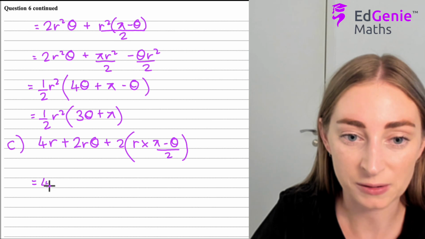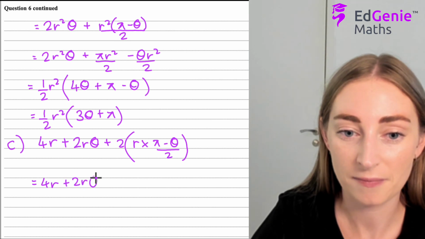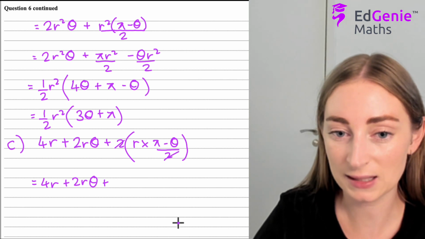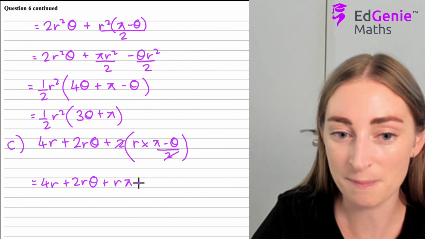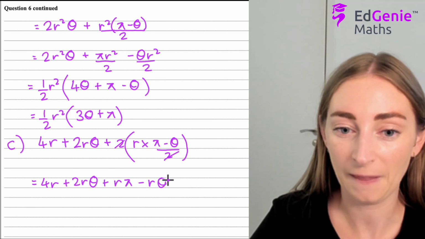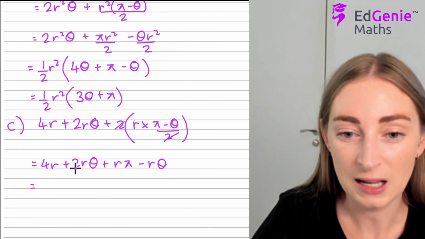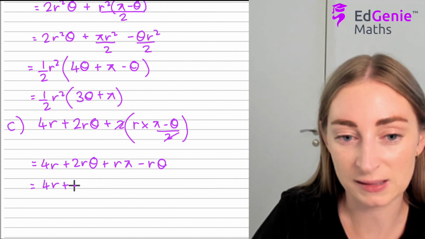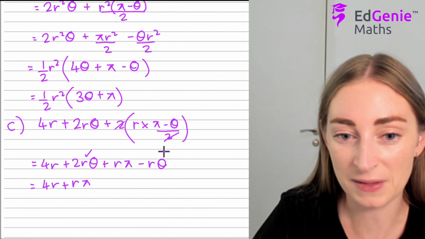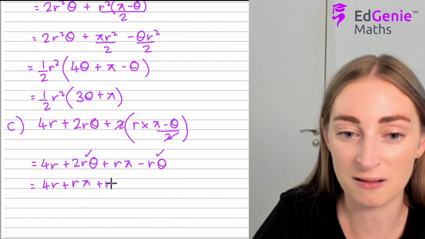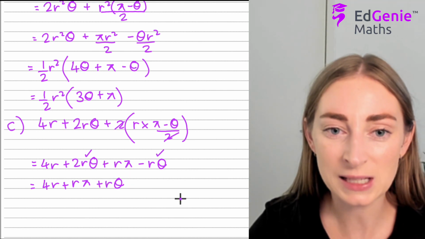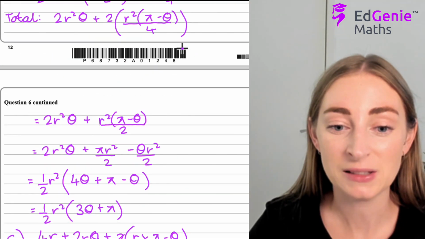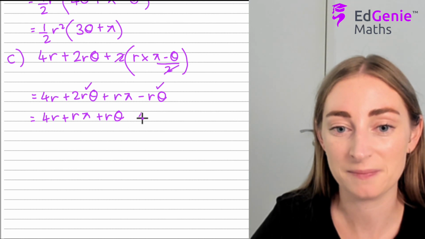Right, let's multiply this all out. This is going to be cancelled like that. So we're going to have r pi minus r theta. So can we simplify this again? These two can be simplified. So we're going to have 4r plus r pi. So this one and this one is then going to be r theta. Did it want it in a certain format? No, it just said simplest form. So this here is my answer.